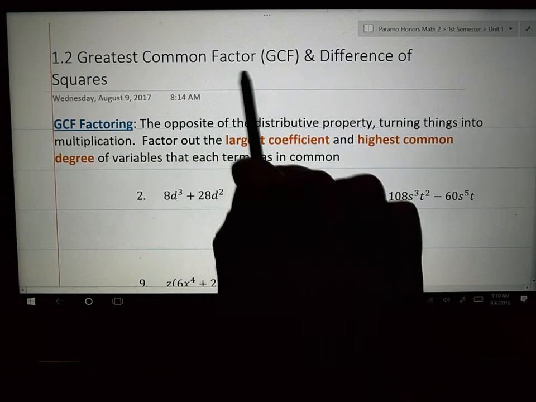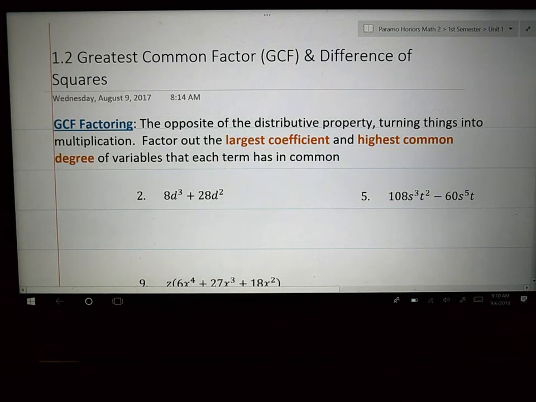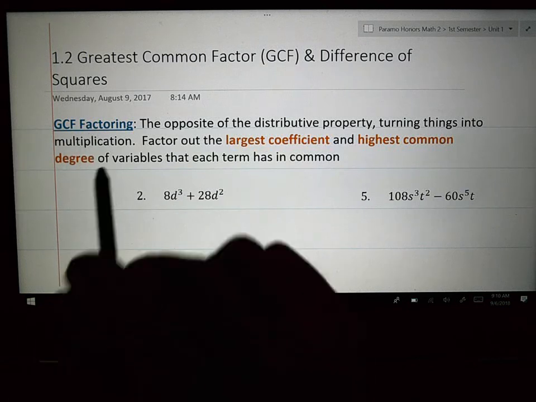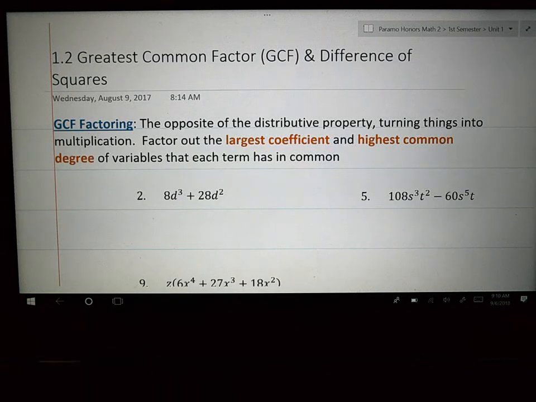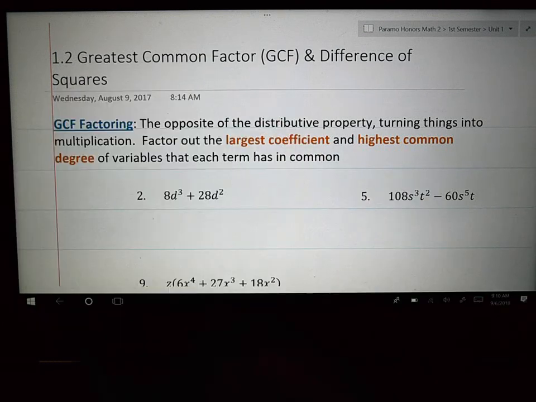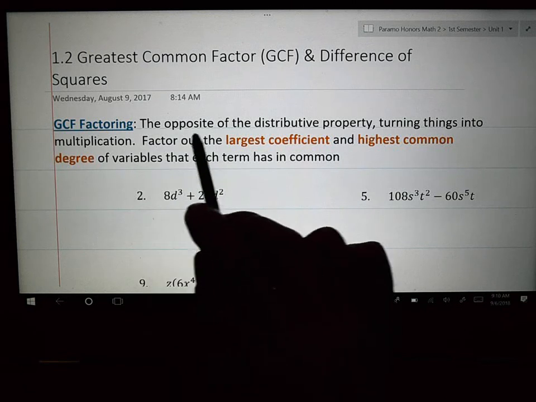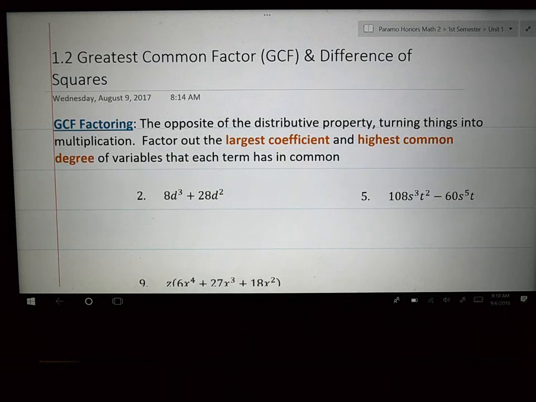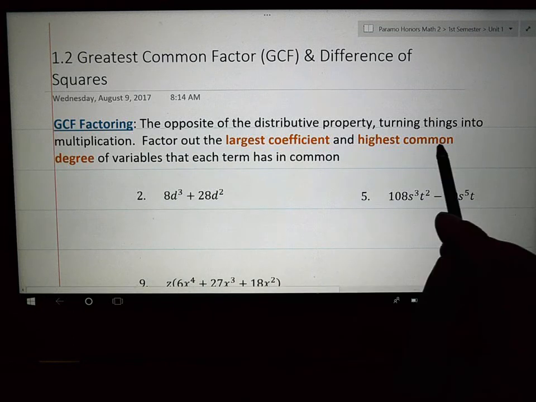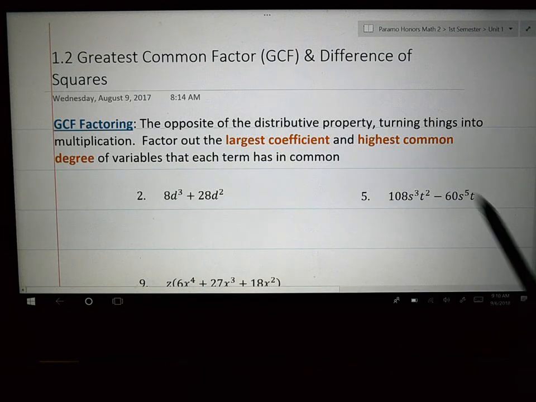First method we're going to learn is something called GCF Factoring. It is the most commonly used factoring form throughout all the sections. Each of those additional sections will still use GCF Factoring. It's the first one we always try. It is the opposite of the distributive property. We're going to factor out the largest coefficient and the highest common degree.